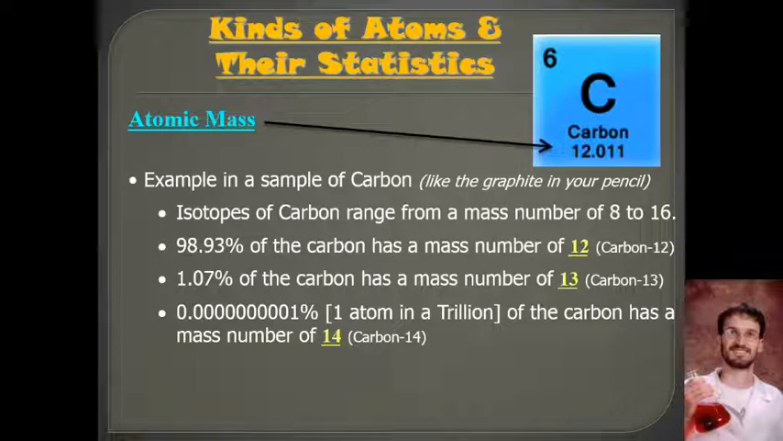And then we start to get to the really rare ones. 0.0000001, one atom in a trillion of carbon atoms, is carbon 14. And this is what we often use to date things. We talk about carbon dating.